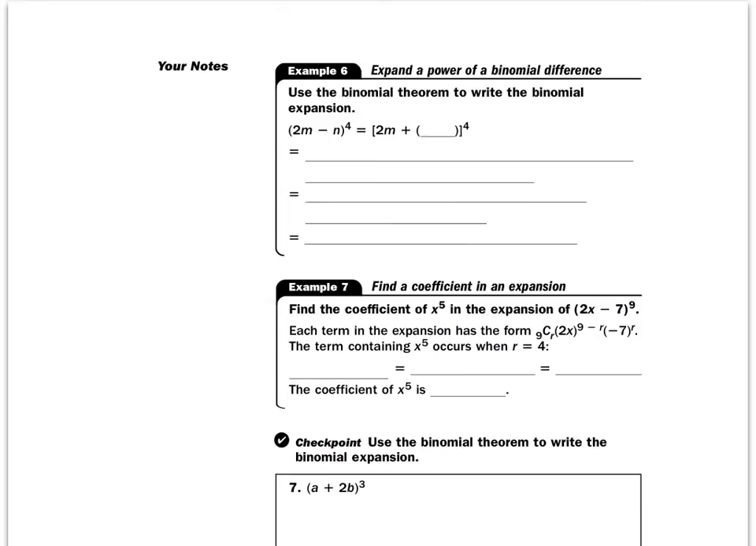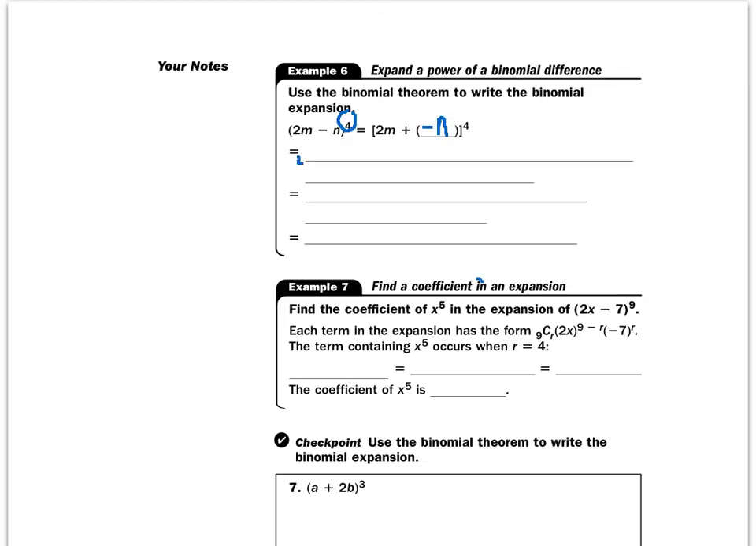Let's take a look at this last page. There's a lot of things for you to do on this last page. 2m minus n to the fourth power, it's important that you note that that's a negative n in there. If that says minus n, I would always make that plus negative n. That's really going to help you to avoid mistakes, because you're going to make some mistakes with this stuff from time to time. My key number here is 4.